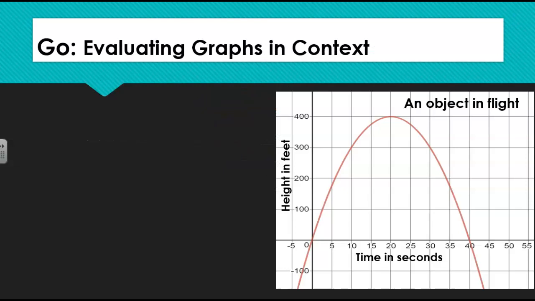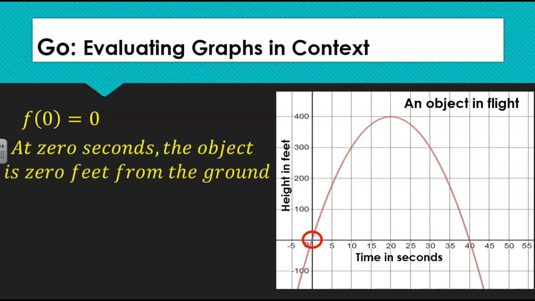In the Go section, we will be evaluating quadratic functions for a given value of x. Looking at the graph, we see that we are looking at an object in flight, and we are given the time in seconds and the height in feet. First, we're being asked to determine the function of 0. In other words, when the time is 0, what is the height of the object? We can see on the graph that when x is 0, y is also 0. So when 0 time has passed, the object is 0 feet from the ground.